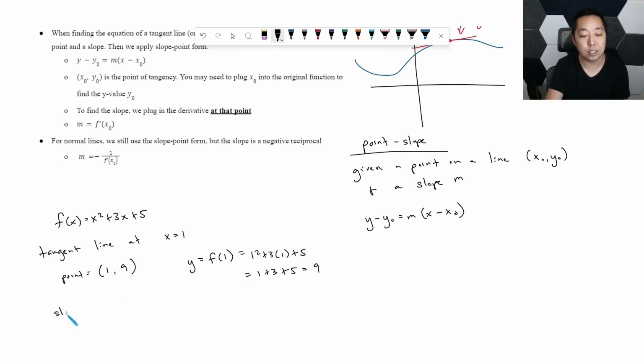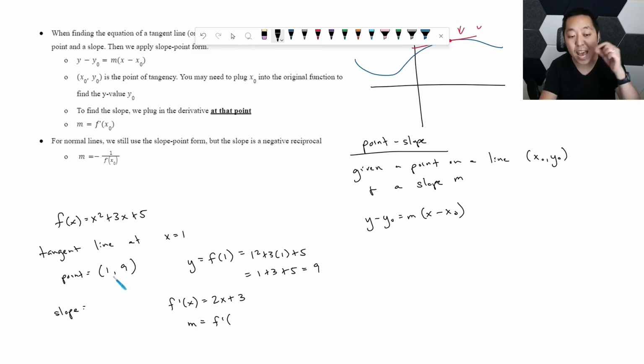The second is the slope. To compute the slope, we would first compute the derivative. The derivative of x squared is just 2x. The derivative of 3x is 3. And the derivative of 5, which is a constant, is 0. And so our slope is actually the value of the derivative at that point, right? Because the derivative changes for different values of x.